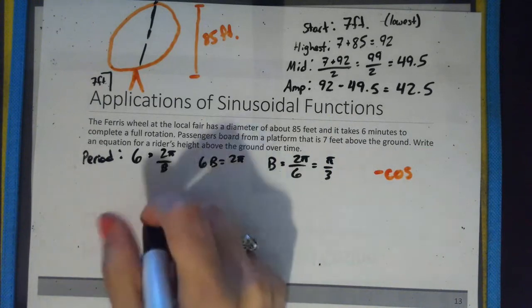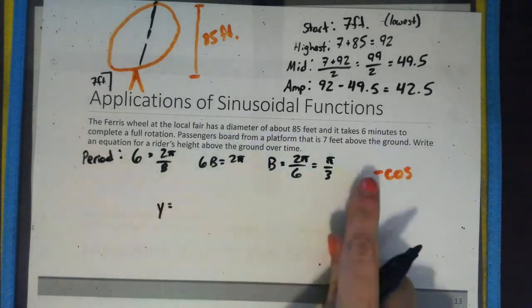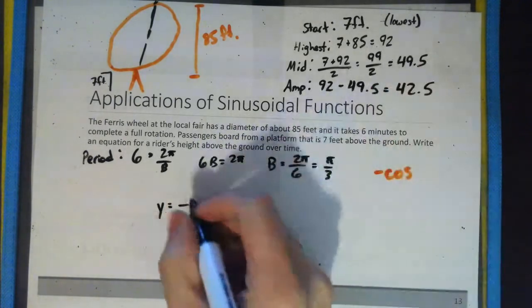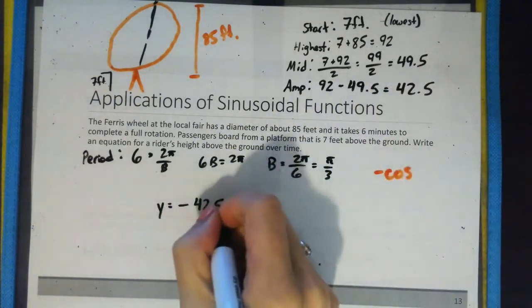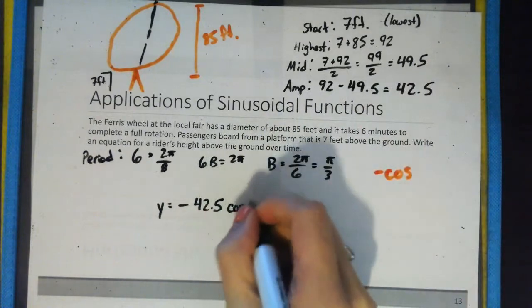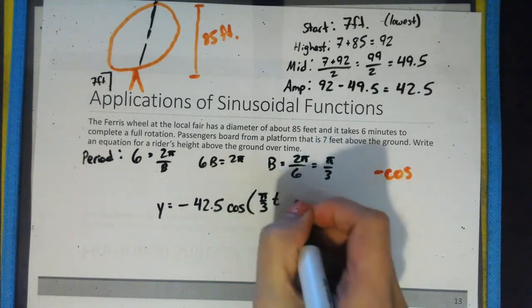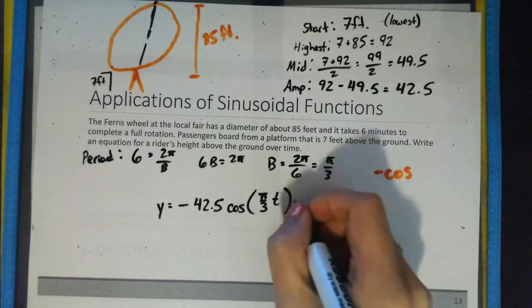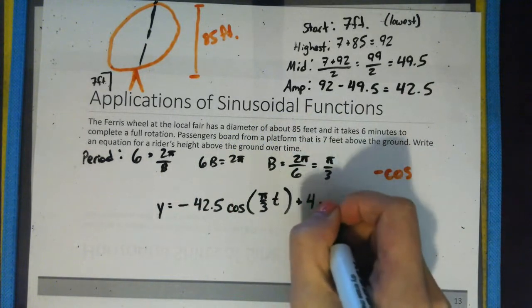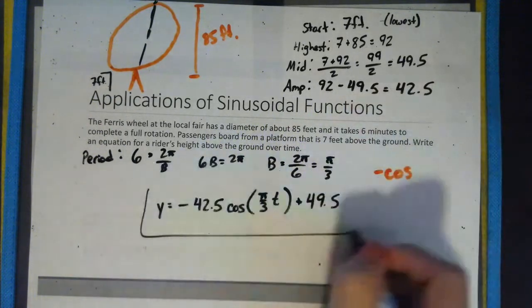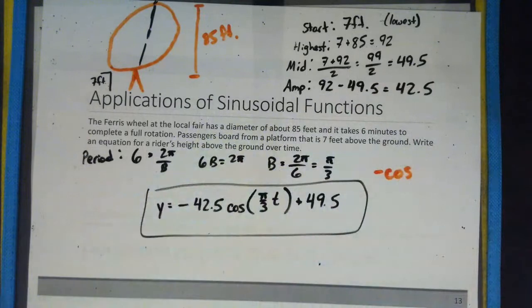So plugging everything in, we're going to have y equals, it's a negative cosine graph, so we'll have negative amplitude, 42.5, times cosine of b, which is pi over 3, and we were using t as our variable, plus our midline, and our midline was 49.5. At any given minute, this is going to tell you how high a passenger is off the ground.